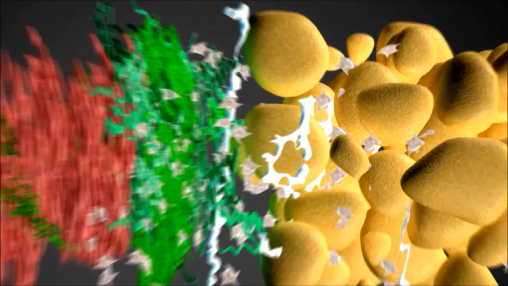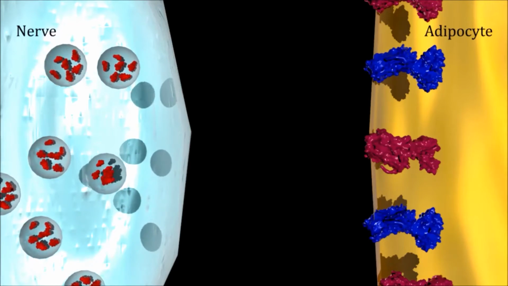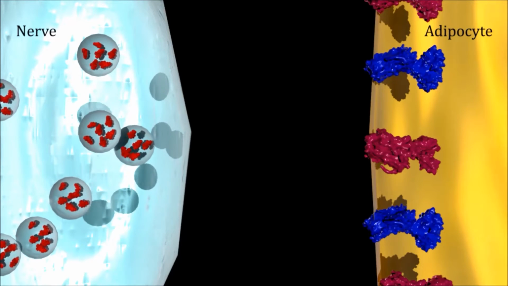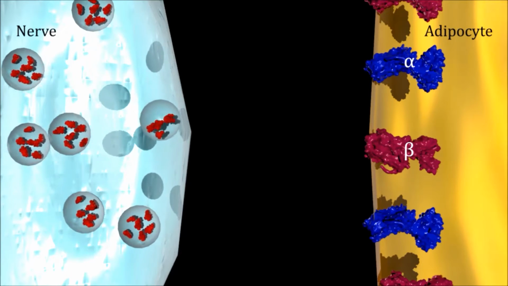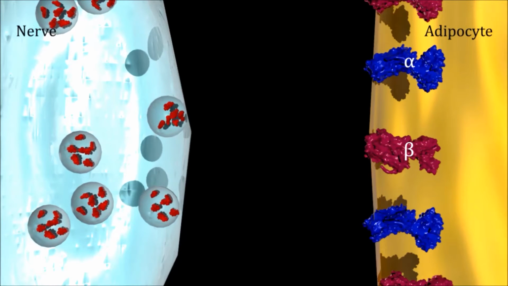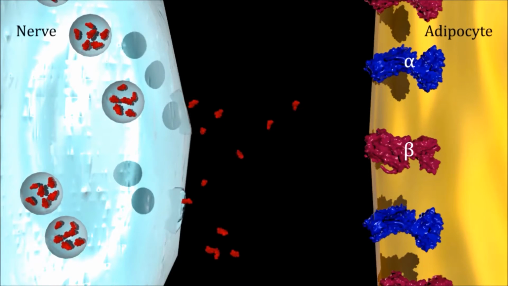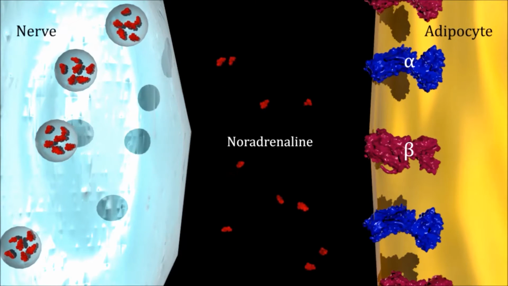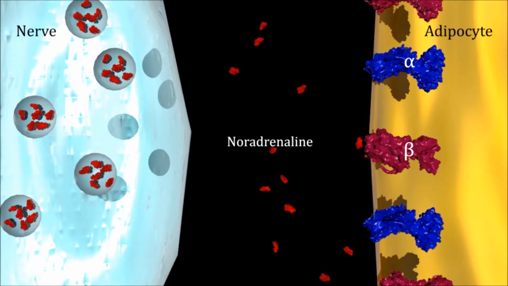Adipocytes express both alpha and beta adrenoceptors, which can be activated by adrenaline and noradrenaline released from the sympathetic nerves. Sensitivity of an adipocyte to a specific neurotransmitter is determined by distribution of adrenoceptors on its surface and the concentration of available transmitters.